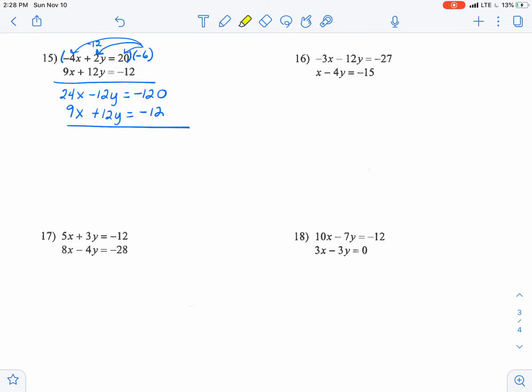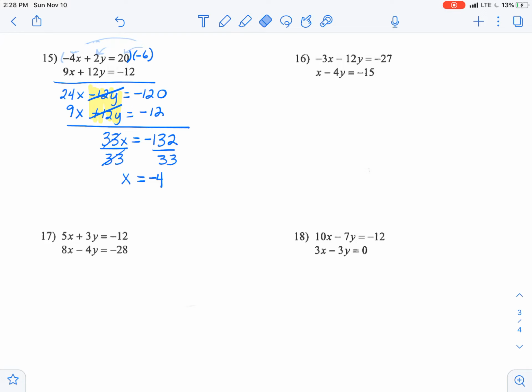And now when I go to add these two together, I have the same number, opposite signs, and these will eliminate. So I'm going to go ahead and add my x's up. 24 and 9 would be 33. And a -120 and a -12 is a -132. I'm going to go ahead and solve by dividing. So x equals, and then I would just run that division, -4. Okay?